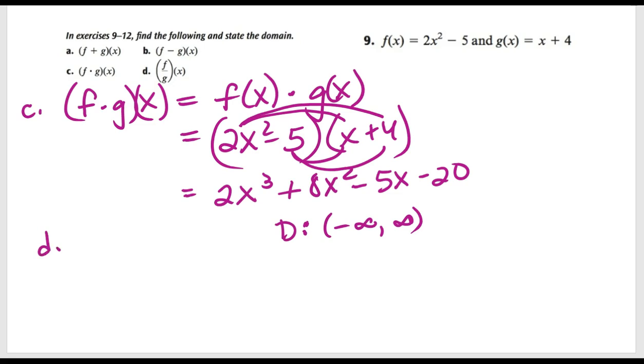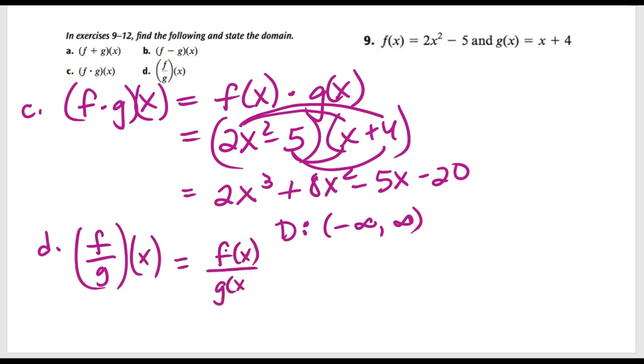Now, part D. This is division of these two functions. So I can write it like this. I can say f of x divided by g of x. And I can just fill them in. Now I could try to factor the numerator and I'd see that it doesn't factor. So this is simplified. So this is our answer.